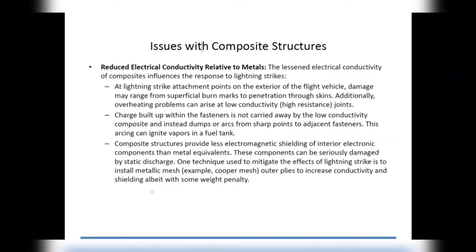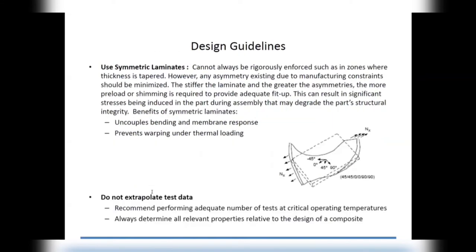Composite structures provide less electromagnetic shielding of interior electrical components, and so these components can be seriously damaged by static discharge. One technique used to mitigate these effects of lightning strike is to use a metallic mesh, like a copper mesh, to increase the conductivity and then at least shield some of these issues. You may have some weight penalty, but at least you can tackle the lightning concerns.